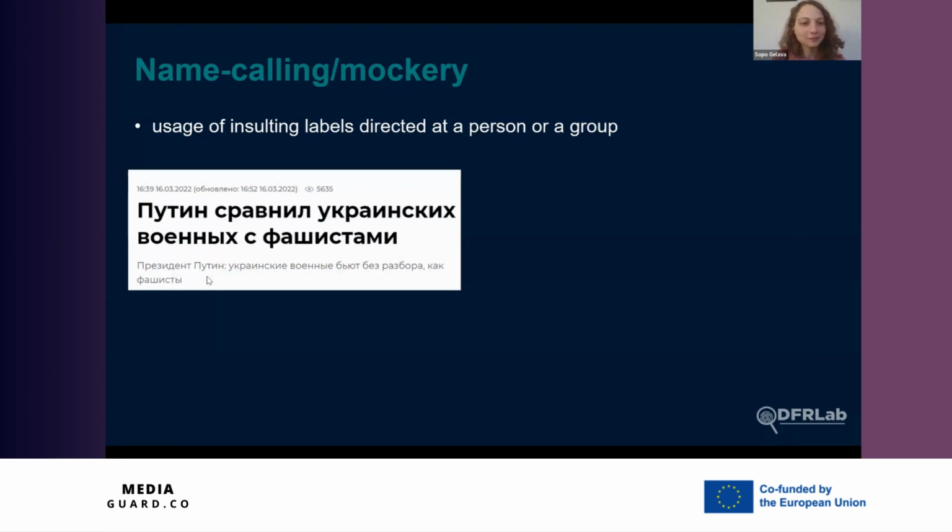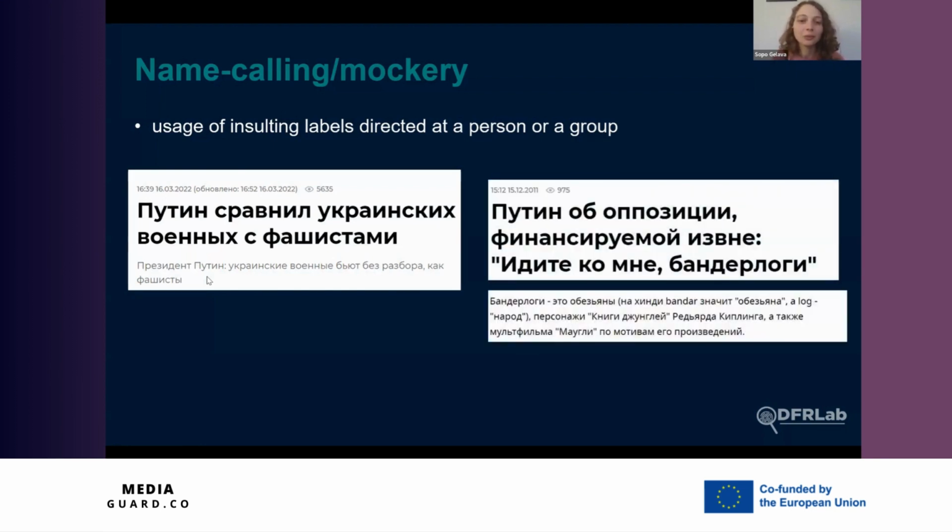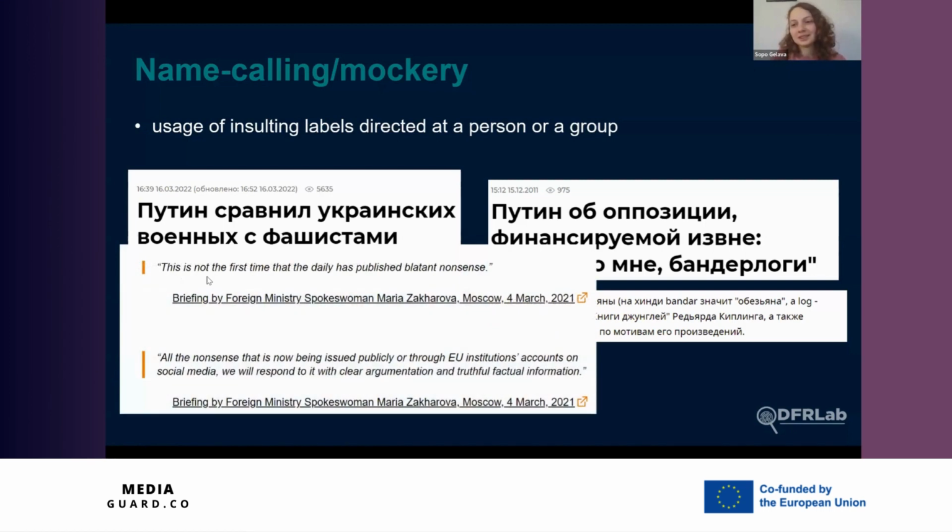Some of the examples, again, are this Nazi narrative that Ukrainians are fascists, Ukrainians are Nazis, and the Westerners are Nazis, etc. One of the headlines from RIA, the Kremlin-controlled media outlet, was about what Putin called opposition funding from abroad, Banderlogs. The term is from Kipling's Jungle Book, used to describe the monkeys. So this is an insulting term. And this example is from Maria Zakharova's statement from 2021, calling everything nonsense. This blatant nonsense, blatant nonsense.